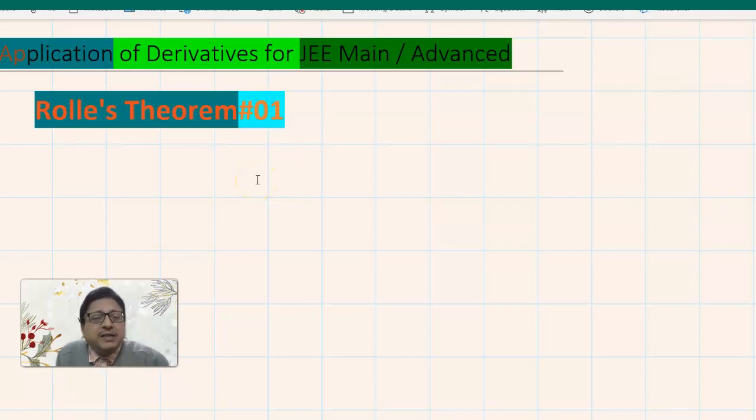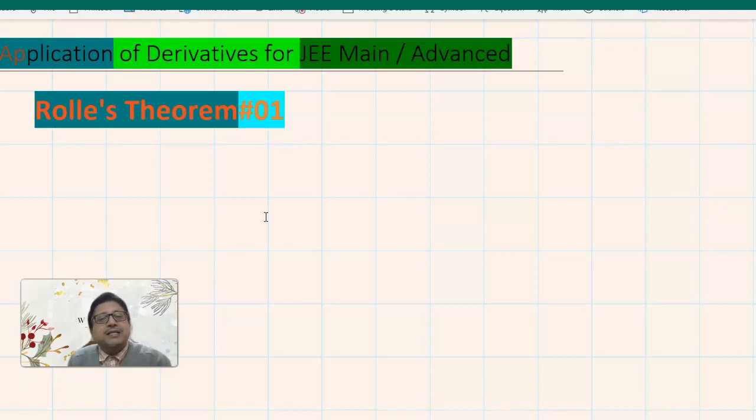So I have selected this topic to discuss with you, which is known as Rolle's theorem. Today I will be discussing what Rolle's theorem is, and then the areas of application I will be discussing one by one, maybe not in this session, but in forthcoming sessions. First, let us know what Rolle's theorem is.